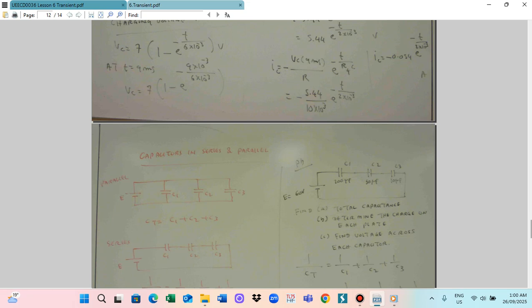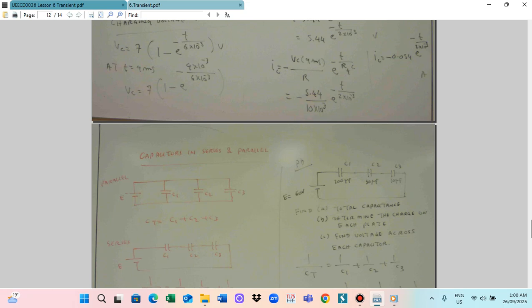Switch at position 3 is the discharge position, so in this case you can calculate the current IC. The voltage VC you can calculate as E into e power minus t by tau. At position 3, the resistor will be R2 and the capacitor is C.